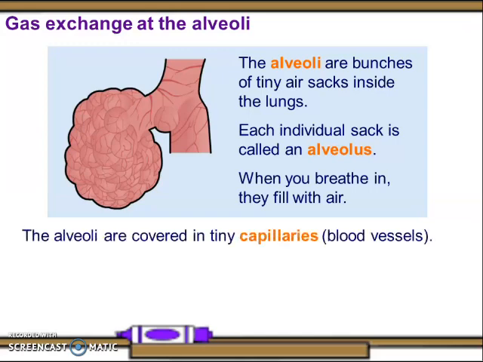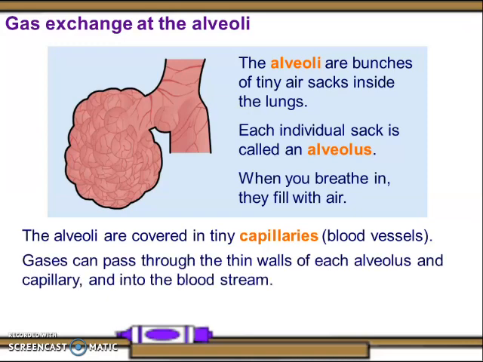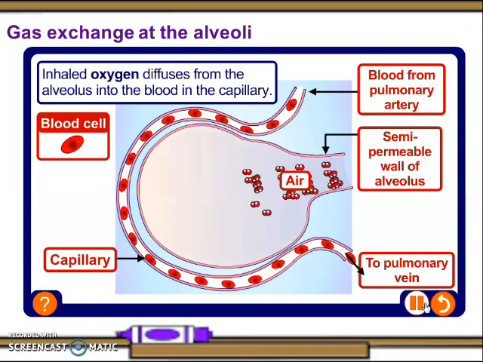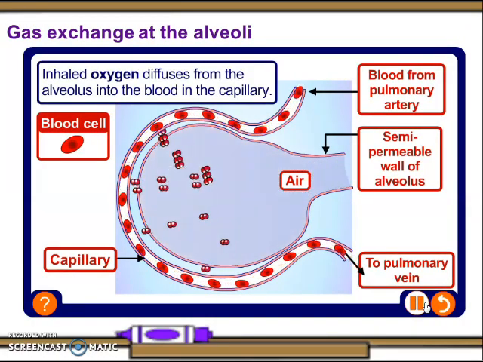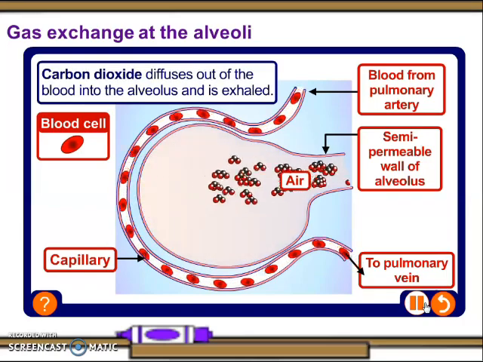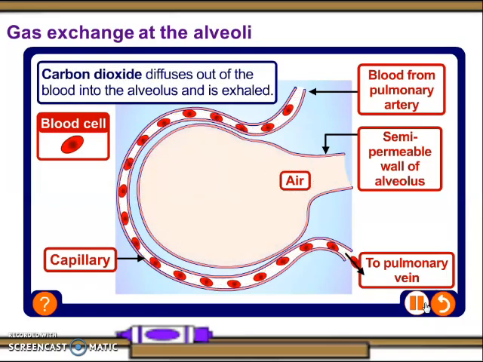The alveoli are covered in tiny capillaries or blood vessels. Gases can pass through the thin walls of each alveolus and capillary and into the bloodstream. Gases can also pass from the bloodstream into the alveolus. Inhaled oxygen diffuses from the alveolus into the blood in the capillary. Carbon dioxide diffuses out of the blood into the alveolus and is exhaled.